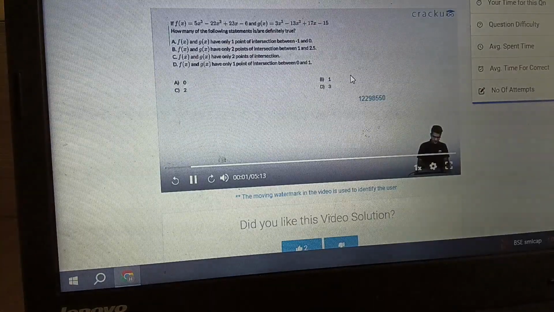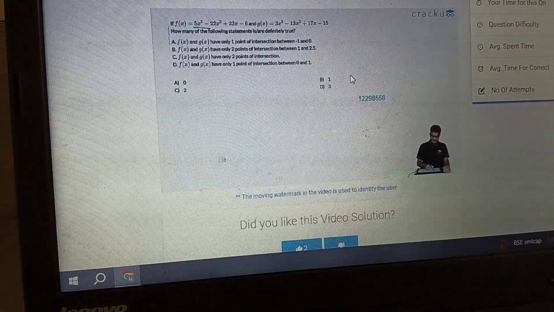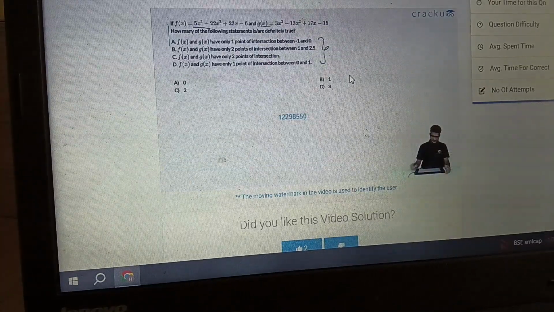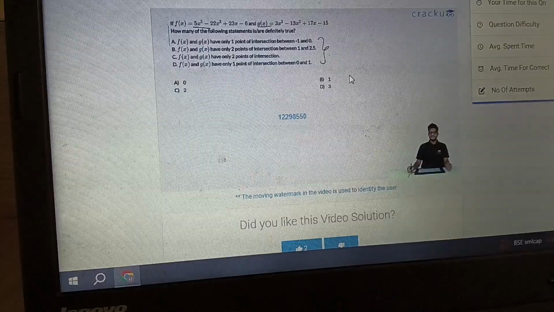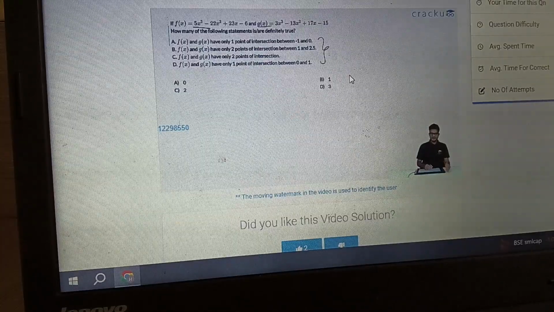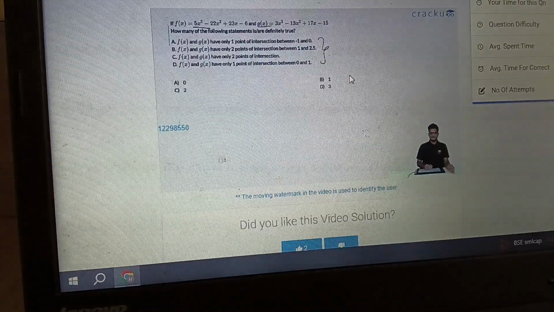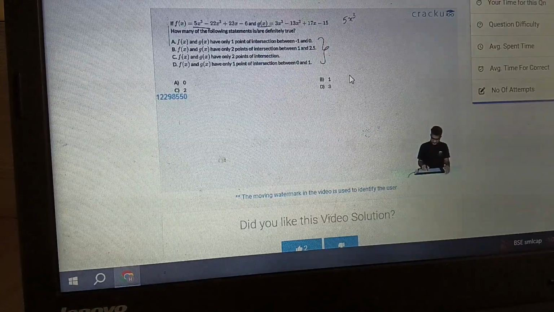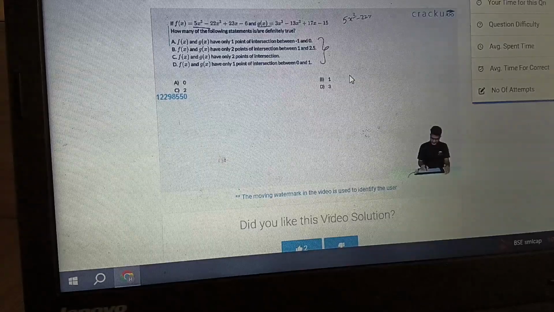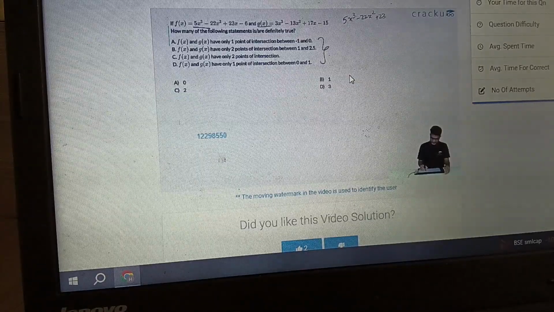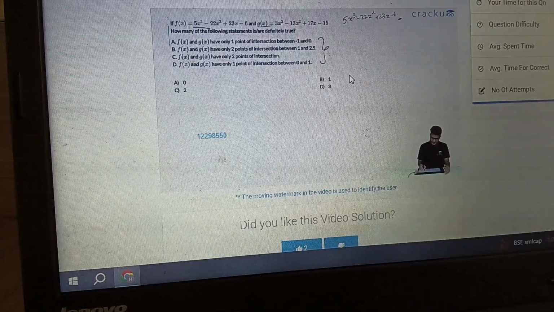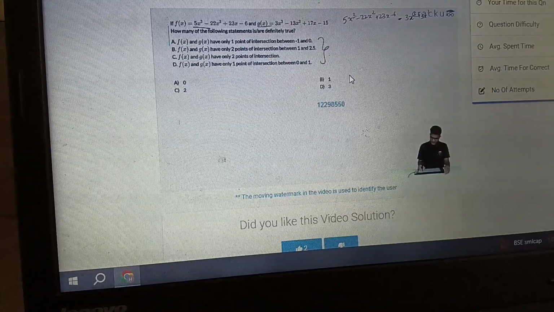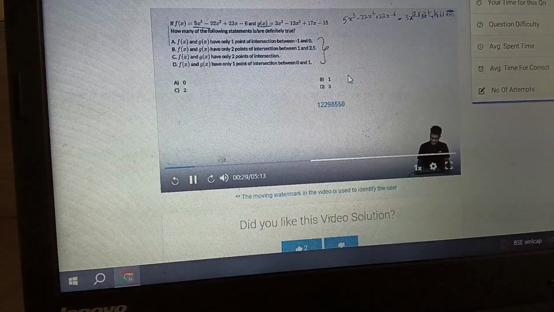In this question, we are given two cubic equations, f of x and g of x, and we have been given four statements. The four statements involve the points of intersection of f of x and g of x. So we are trying to find out the values of x for which f of x is equal to g of x, or you want 5x cube minus 22x square plus 23x minus 6 to equal 3x cube minus 13x square plus 17x minus 15.